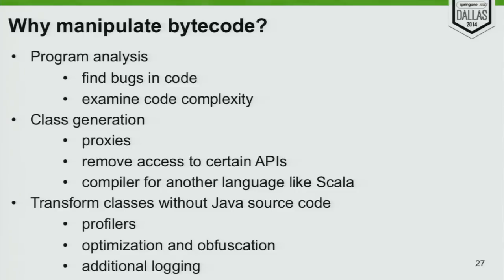Additionally, you can transform classes without actually having the source code. So your profilers are going to do this. At New Relic, we use bytecode instrumentation to time methods. You can perform optimization and obfuscation. You can also add logging to an application. And that's actually the application that I'm going to focus on today to show you how some of these bytecode manipulation frameworks work.